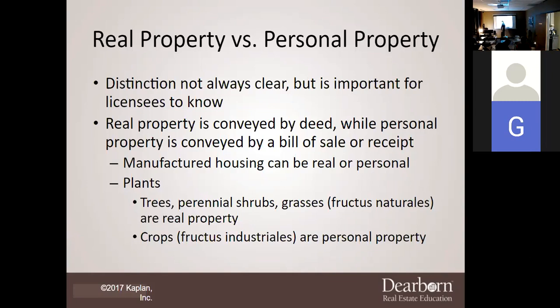No, she gives me a receipt. They give you a receipt. Exactly there. They give him a receipt, okay? They're not going to give you a deed. They're going to give you a receipt.